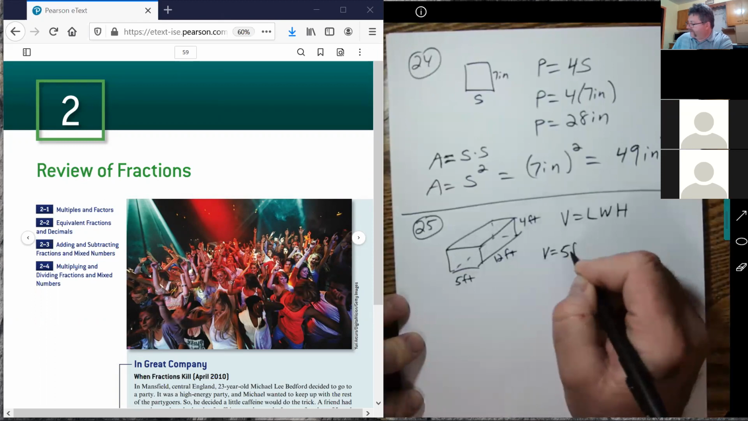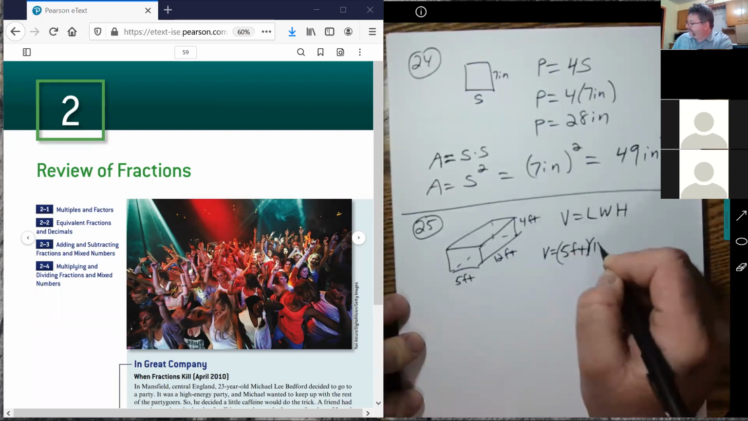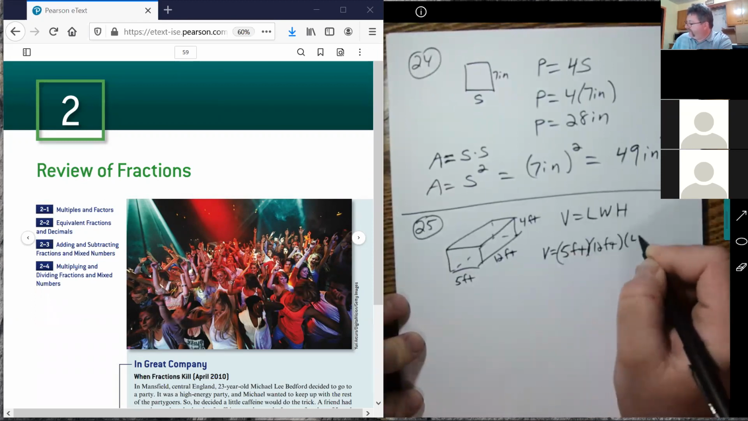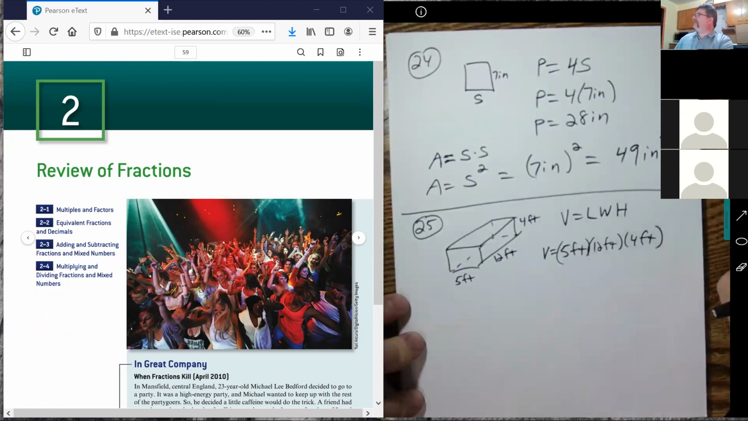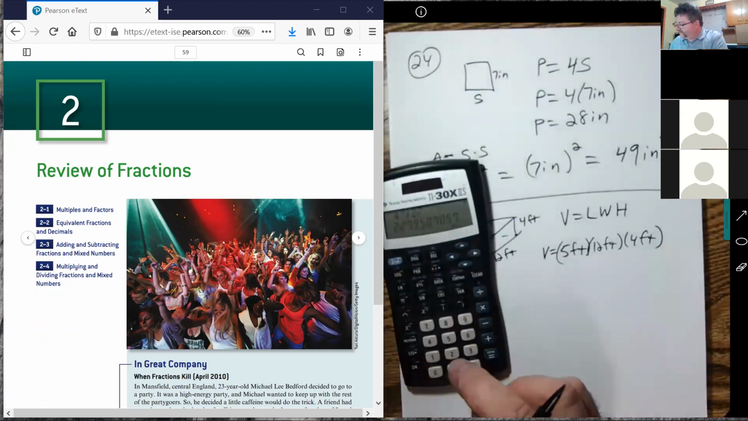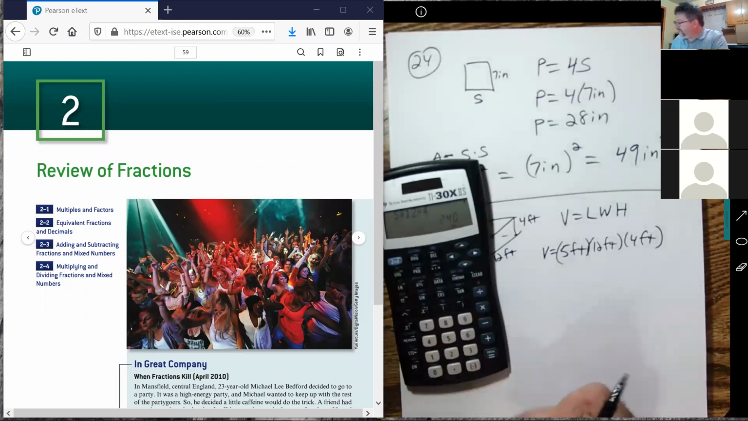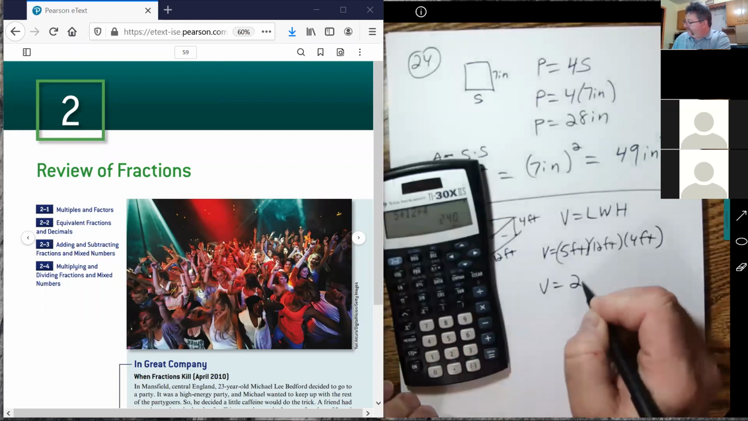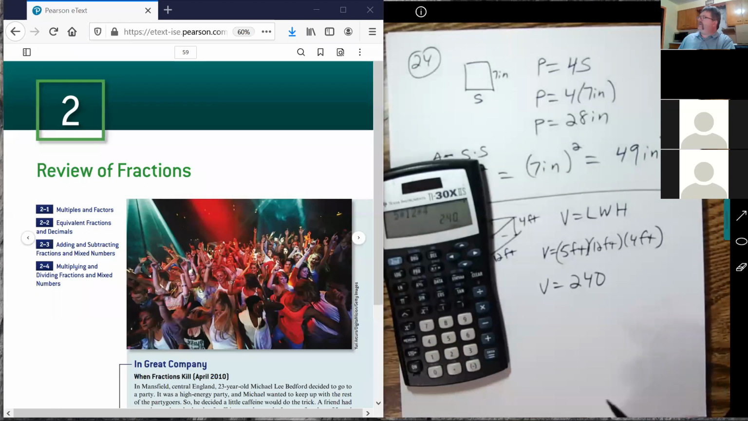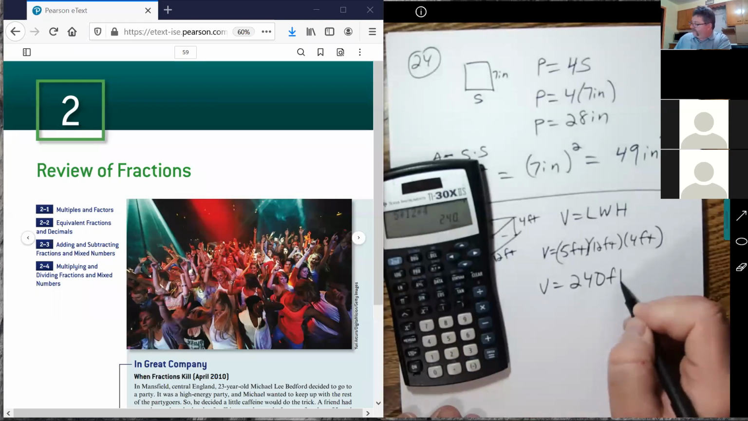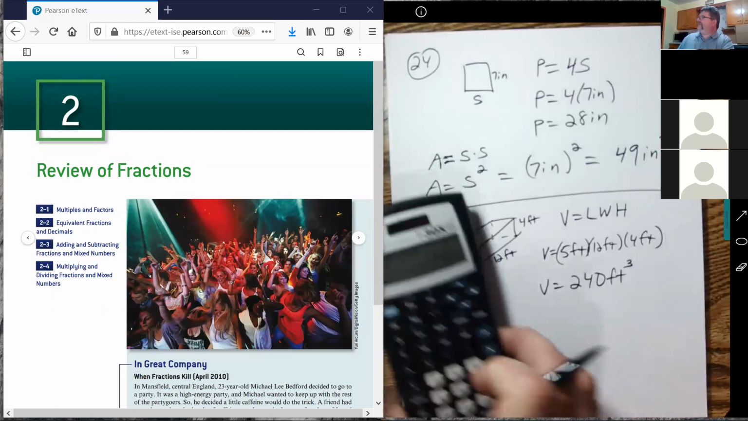So I'm going to take the 5 feet times the 12 feet times the 4 feet, okay? And that's 240, right? 5 times 12 times 4 is going to be 240, but this time I have feet times feet times feet, so it's going to be cubic feet.